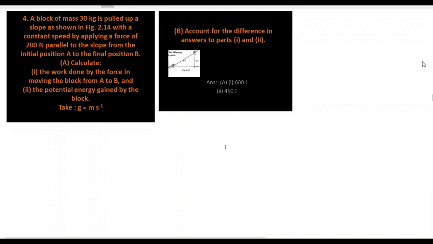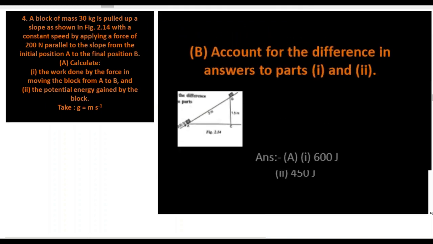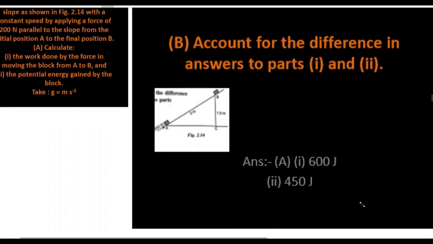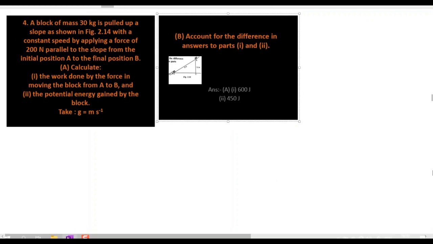Okay, a block of mass 30 kg. Okay, let me just, can I draw this figure for you? Yeah, because that's impossible to see. So we can understand the figure, but we have to draw it.